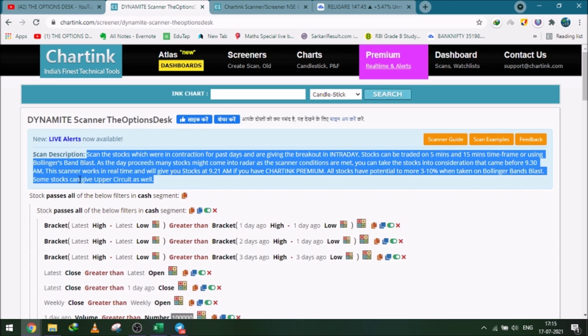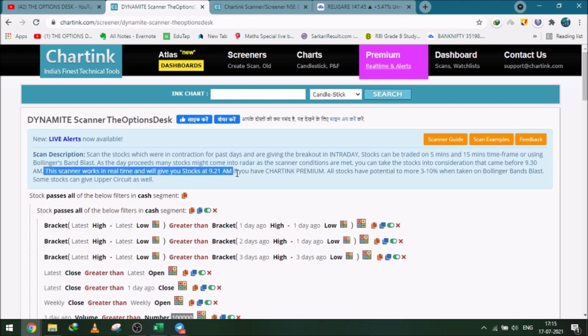Now the takeaway from this is that the scanner works in real time and will give you the stocks at 9:21, meaning after 6 to 7 minutes of the market opening, you will get the stocks that you can focus on, so that you don't have to keep 5 to 10 stocks in your eyes and keep changing the charts. It will give you around 3 to 4 stocks by 9:21 a.m., sometimes 1 or 2 stocks also. The less, the better. It will give you quality stocks that are definitely going to move, and I will show you the stocks that were given on that day and how they moved, and you will be very happy to see that.